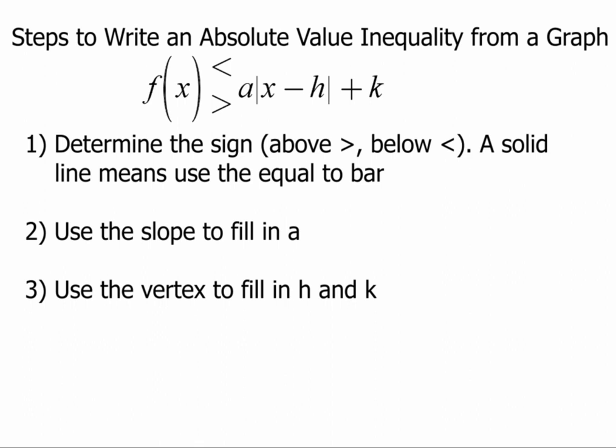All right. Now we can also write an absolute value inequality from a given graph. So our first step is going to be to determine the sign. If I'm shaded above, it's equal to, or it's greater than. If I'm shaded below, it's less than. And a solid line means use the equal to bar. Then I'll use the slope to fill in A. I'll show you how to do that in a minute. And then you use the vertex to fill in H and K.